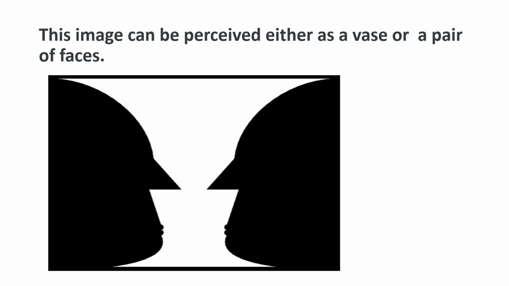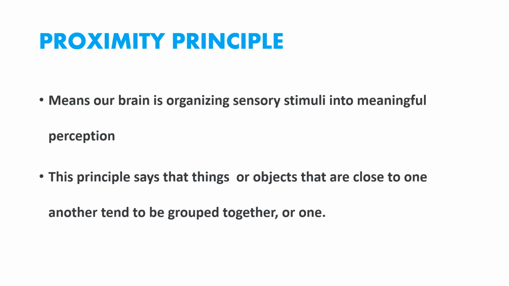Another Gestalt principle is the proximity principle. Our brain is organizing sensory stimuli into meaningful perception. The principle says that objects that are closer to one another tend to be grouped together as one.